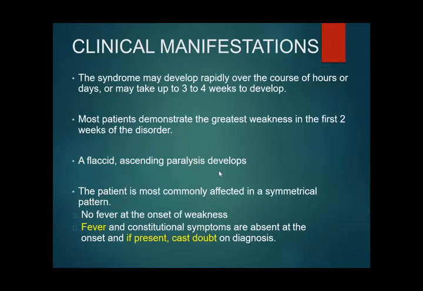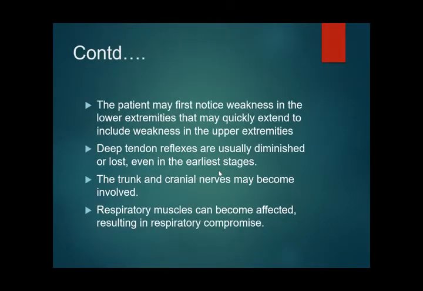The patient may first notice weakness in the lower extremities. It may ascend to include the upper extremities. Tendon reflexes are usually diminished or lost. Even in the earliest stages, the trunk and cranial nerves may become involved, and the most commonly involved cranial nerve is the facial nerve. Bifacial weakness can be present in up to 50% of the patients, and sometimes the lower cranial nerves are also involved, which causes dysphagia, difficulty in swallowing, and also speech problems. Respiratory muscles can become affected, resulting in respiratory compromise.